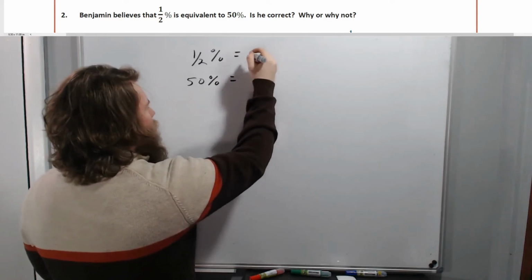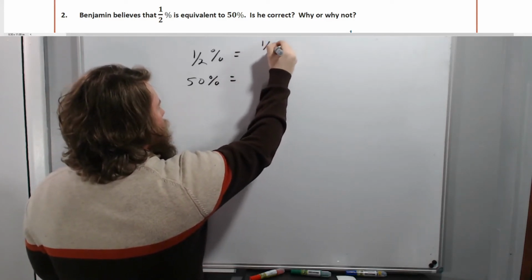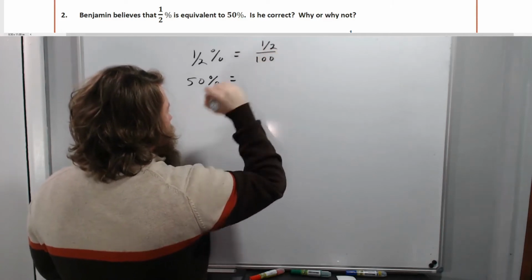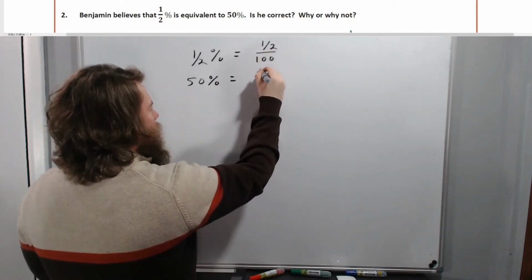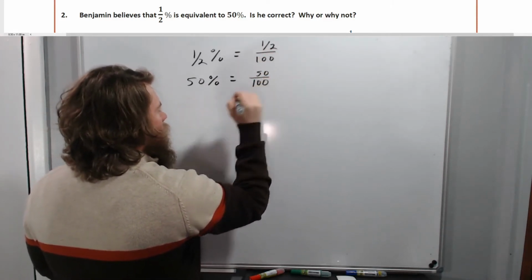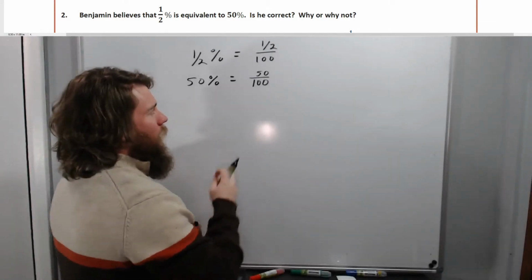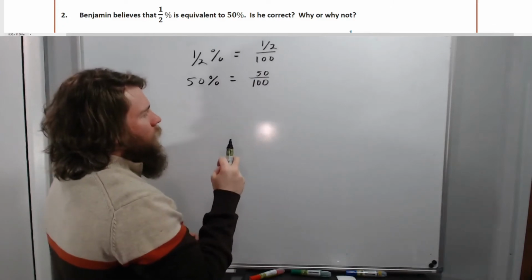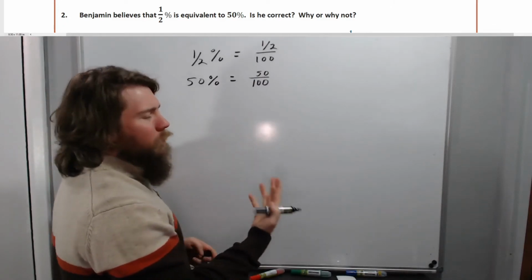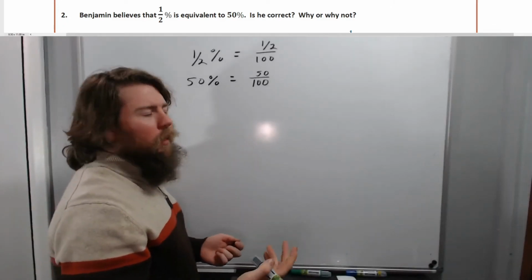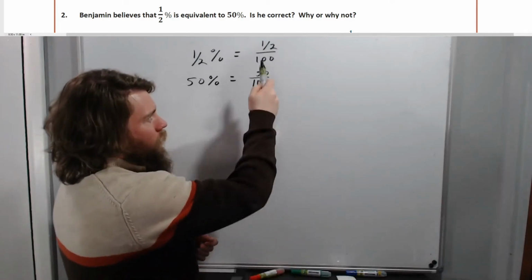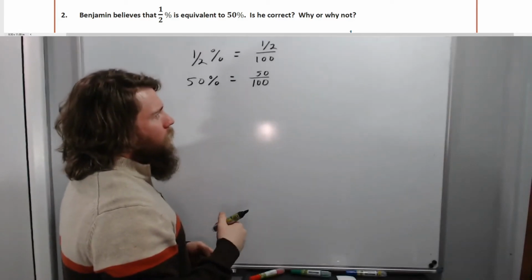All right, so 0.5% is the same thing as 1/2 out of 100. 50% is the same thing as 50 out of 100. All right, and now let's get these fractions. So we've got a complex fraction and a regular fraction. Well, neither of them are reduced. So let's go ahead and turn this complex fraction into a regular fraction.